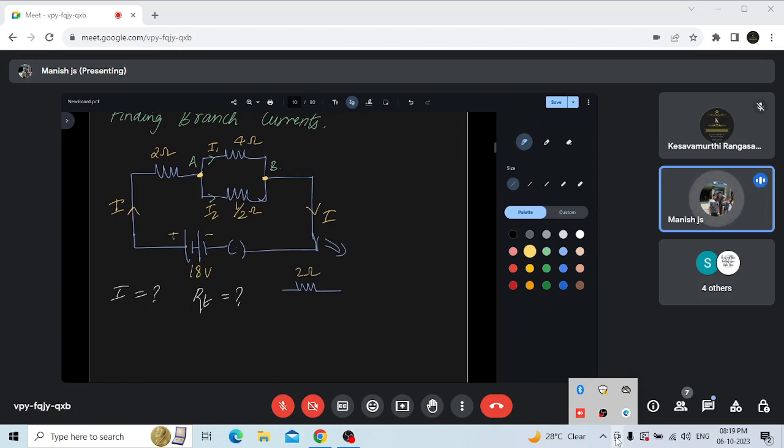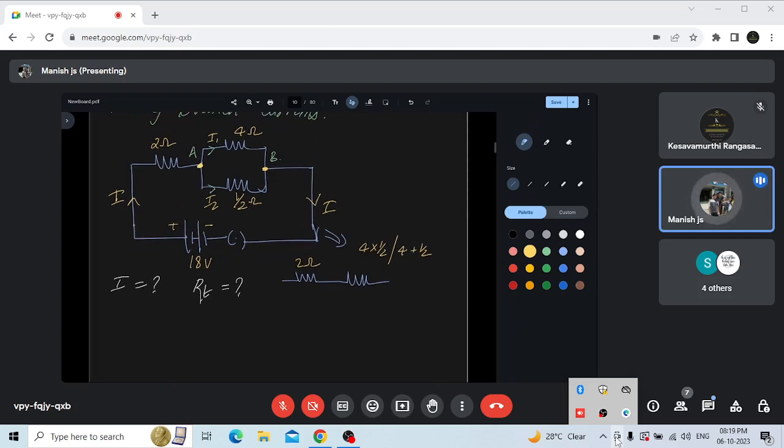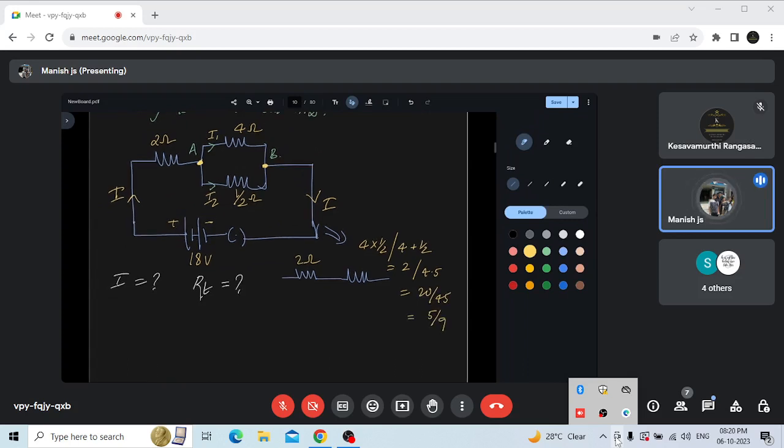So this 2 ohms will remain. On the right side, 4 and 0.5 are in parallel. So I'm going to make it a single resistor circuit. And what is the value of that? 4 into half upon 4 plus half. 4 into half is nothing but 2, upon 4 plus half. 4 plus 0.5 is 4.5, right? So 2 upon 4.5, which is 20 upon 45 in simple fraction.